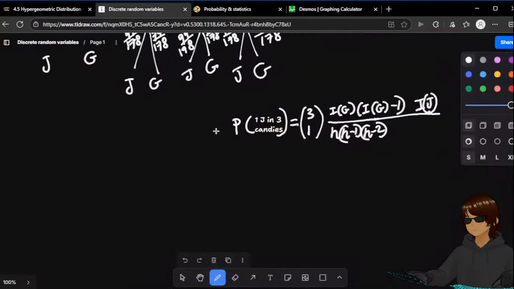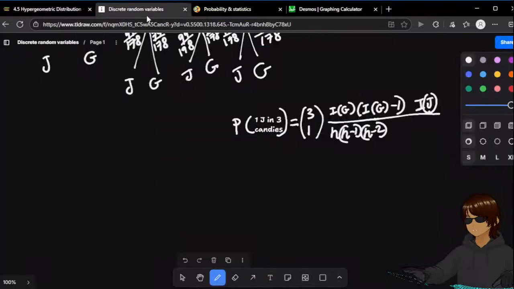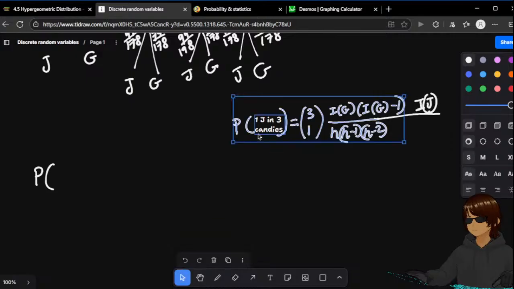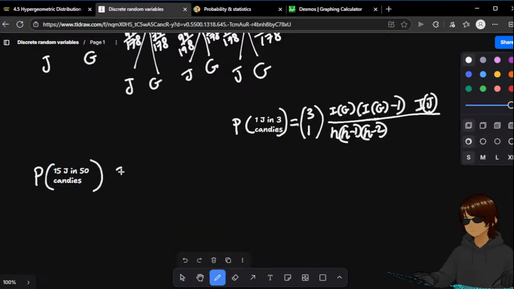So if it's 50 and they're asking for 35 of the 50 being gumdrops, that is the probability that 15 are jelly in 50 candies. 50 choose 15.